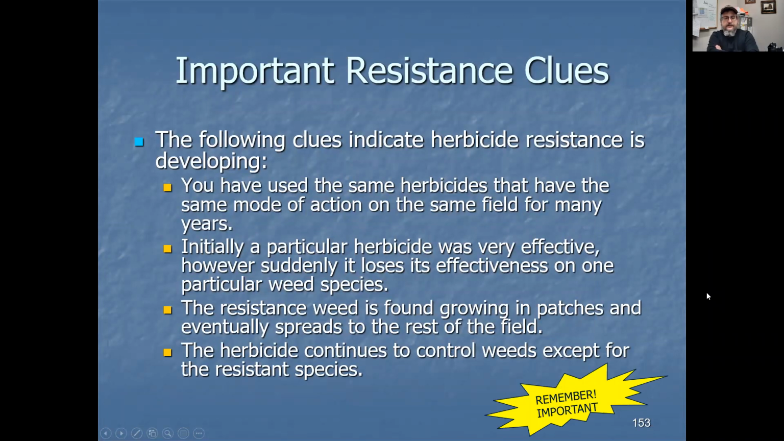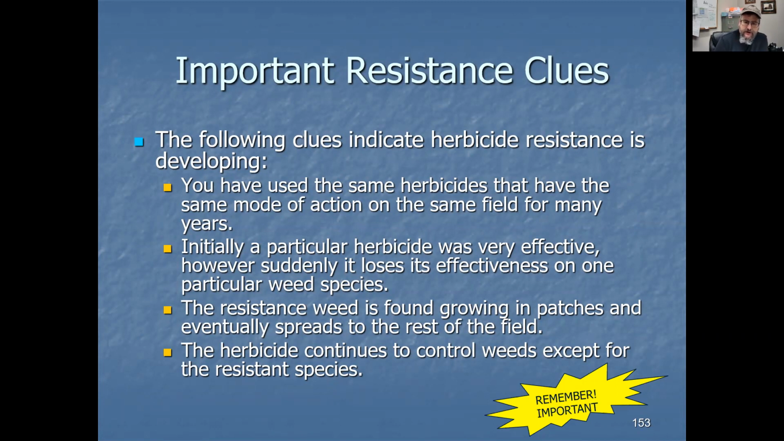Important resistance clues. If you can catch these clues early, you'll find out if resistance is developing. If you've used the same herbicides that have the same mode of action on the same field for many years, this could very well contribute to resistance.